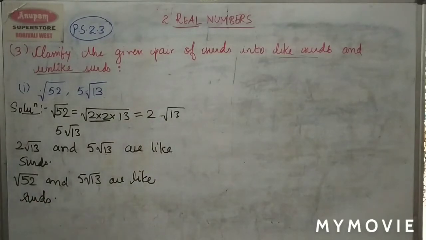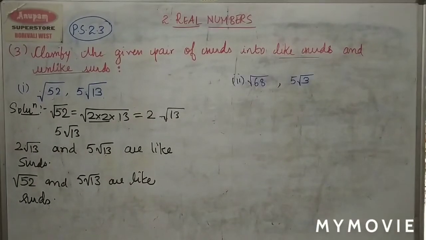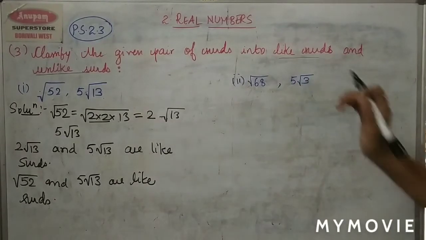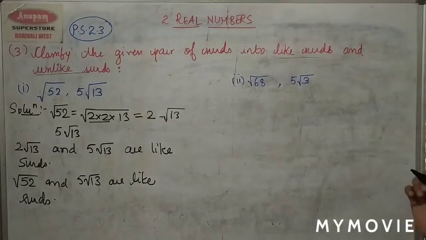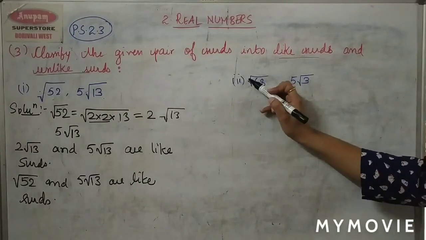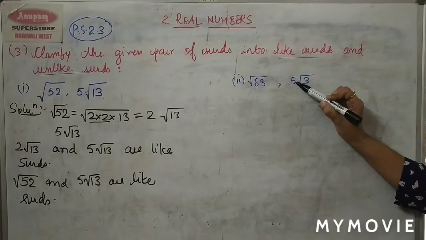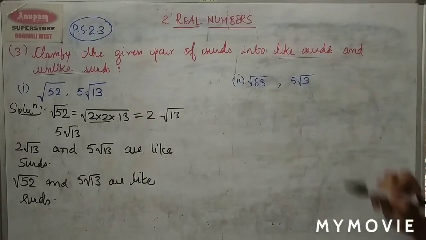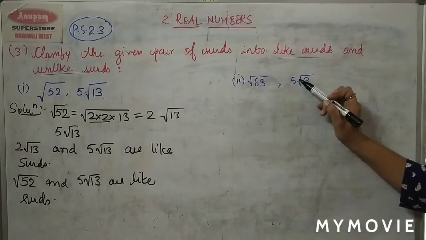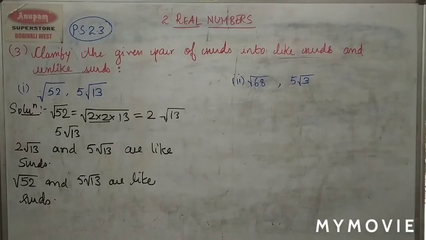Let us have a look at the next question. Now let me find out: square root of 68 and 5 root 3. Children, let us check the order first. Here there is no number, that means there is a square root, that means 2. And here also this 5 is outside, it's not inside the root sign. That means this is 2 and this is also 2. So our first condition of the order being similar is satisfied here.